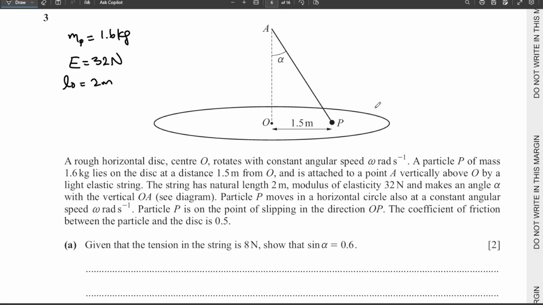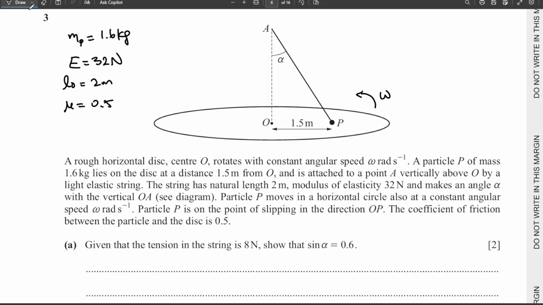So it's turning with angular speed omega. P is on the point of slipping in the direction of OP. Okay, it's on the point of slipping. So it means it's having the maximum frictional force, where the coefficient of friction mu is 0.5. And it's on the point of slipping towards this direction, so we know the friction will act in the opposite direction. So the friction is acting towards the center. Okay, so let's keep that in mind first.